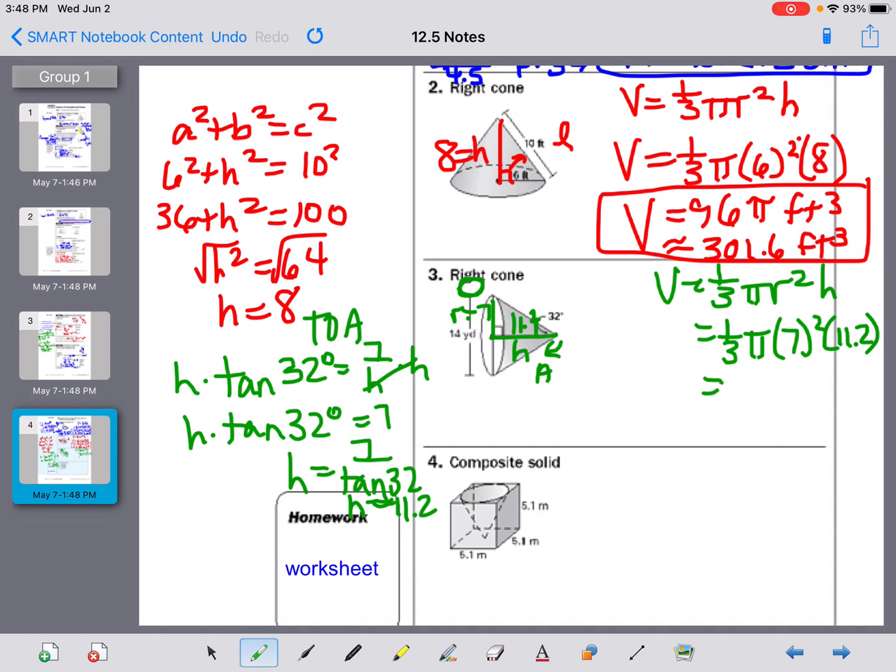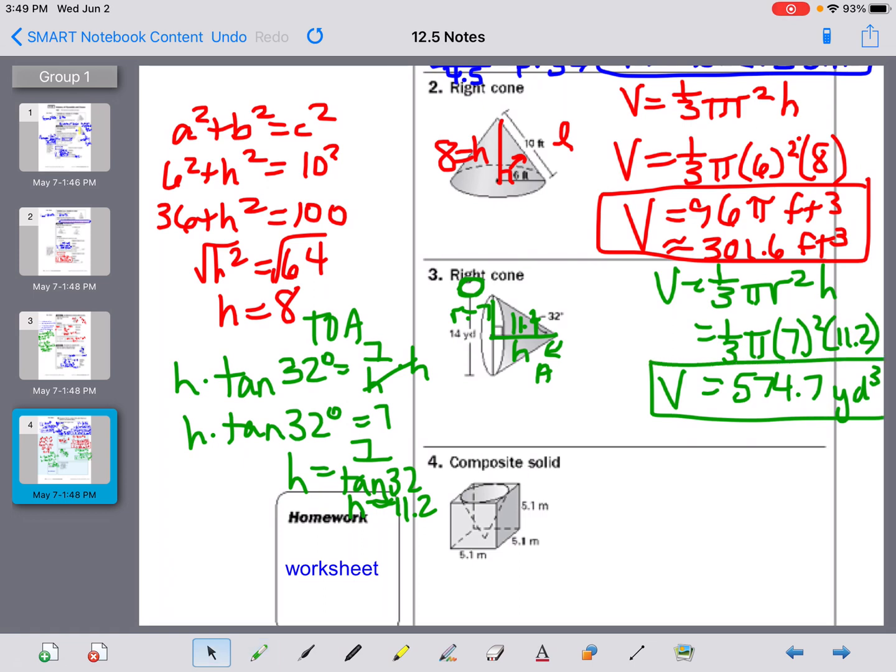Ready to let the calculator do the work. Nothing about this is going to be exact since I had to round on that height, so I'm not even going to worry about a pi answer. So I have 1/3 times pi times my 7 squared times 11.2, and my decimal comes out to about 574.7, and that will be in yards cubed for my volume.